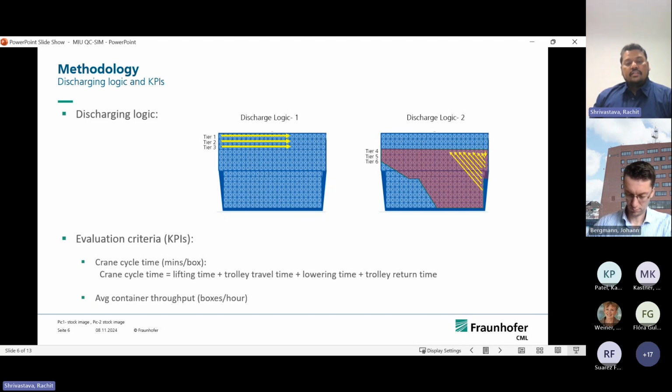So we wanted to make the study very simple and very understandable, to understand the behavior of the cranes. So we took only two KPIs. The first is crane cycle time. In this crane cycle time, we are calculating the lifting time of the container, the trolley travel time, the lowering time, and the empty travel of the trolley back for the next container. So this is contributing to the crane cycle time. And then the average container throughput, that is how many boxes are being discharged over an hour.